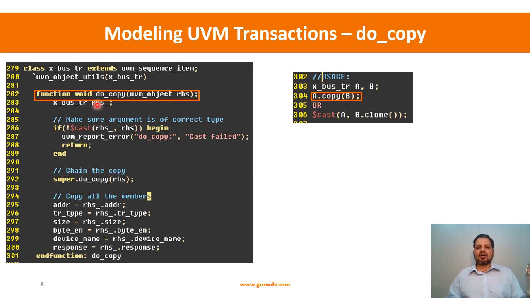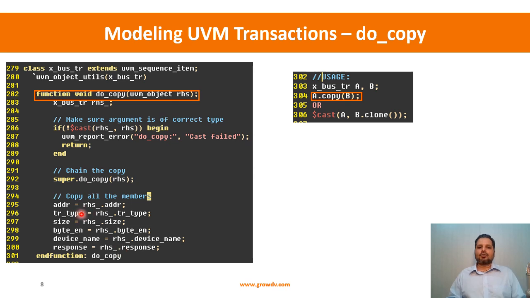But okay, this is all, you can think of it as boilerplate. Boilerplate meaning something that will repeat in every transaction's doCopy implementation. The only difference being you would be declaring your own transaction handle over here and doing the cast based check, but the subsequent code is going to be dependent on the properties that are present within your own transaction, right? Those are the ones that you need to copy. So we had this address, transaction type, size, byte enable, device name, response. These were the fields that we had declared as a part of our XBus transaction.